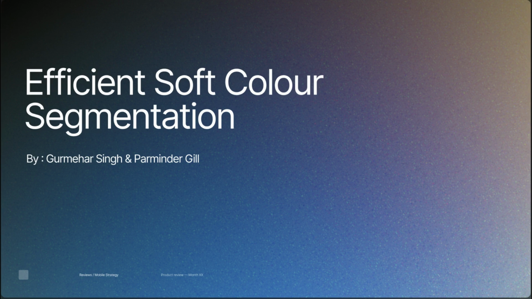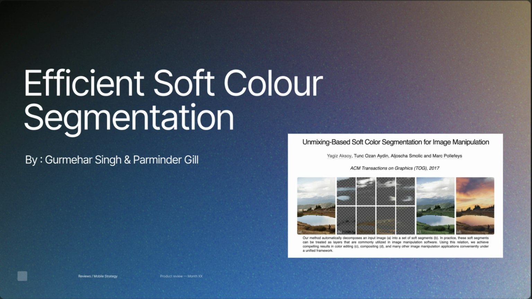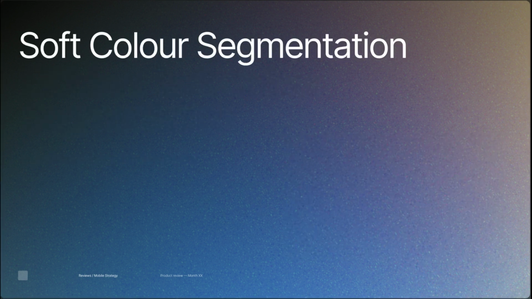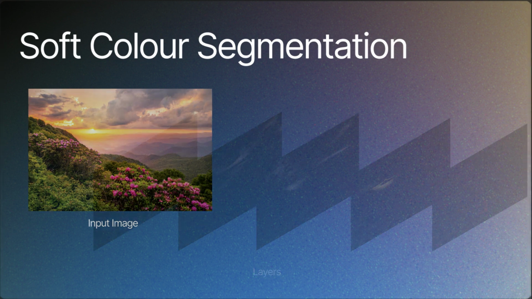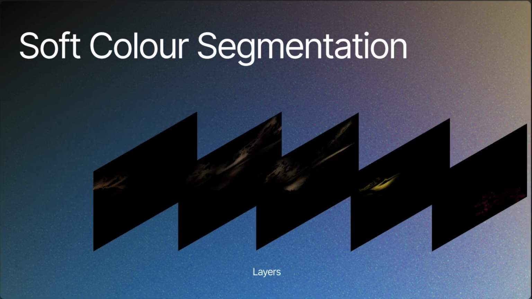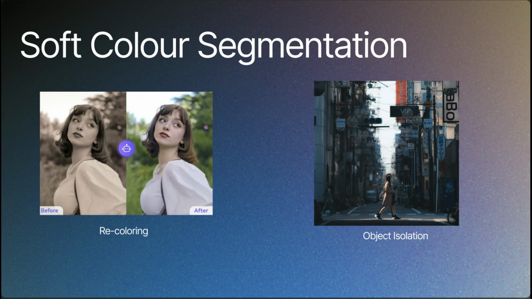Hello everyone, today we'll be walking you through our soft color segmentation pipeline and explaining how it efficiently implements the approach proposed in the paper Unmixing-Based Soft Color Segmentation for Image Manipulation by Yagiz Eksoy and his colleagues. At a high level, soft color segmentation is a method used to decompose an image into multiple layers, where each layer is defined by a homogeneous color and an associated alpha mask. These layers enable intuitive and powerful image editing operations such as recoloring, object isolation, or stylized blending.